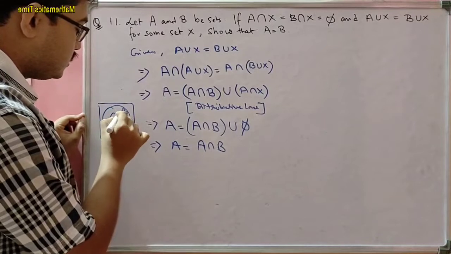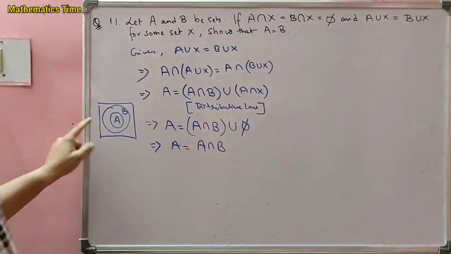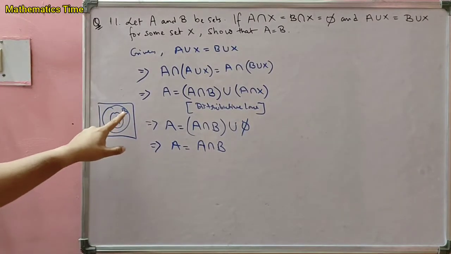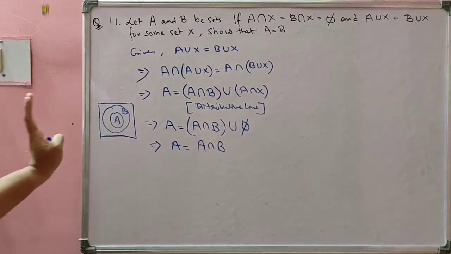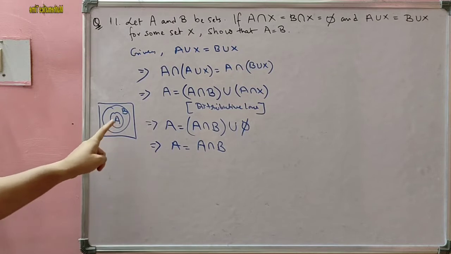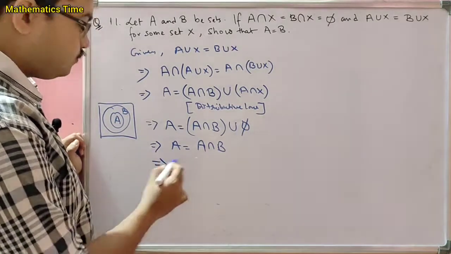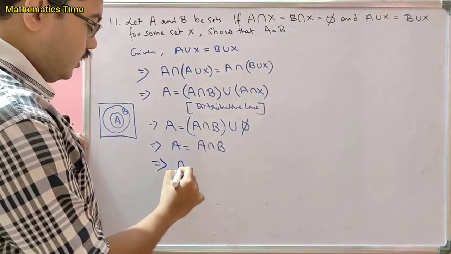Okay, the bigger set is B, the smaller set is A. Only then if you take B intersection A, the answer will be A. In any other cases, the answer will be different. Okay, only this case. That means A is subset of B.